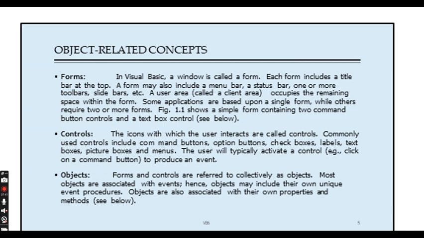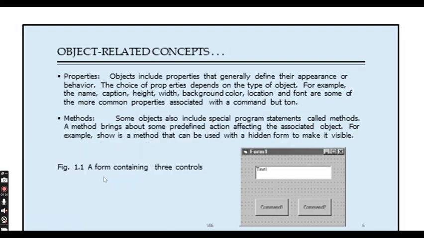They are commonly used to include command buttons, option buttons, checkboxes, and many more. Typically, you click to activate a control, and on clicking it, it will produce an event, just like I said earlier. We have another term called object. The first two terms, the forms and the controls, together are now called objects.